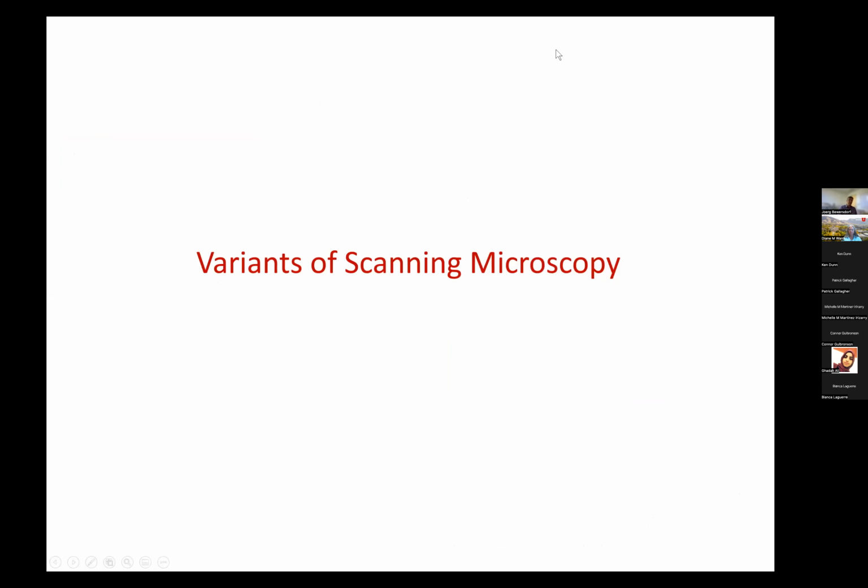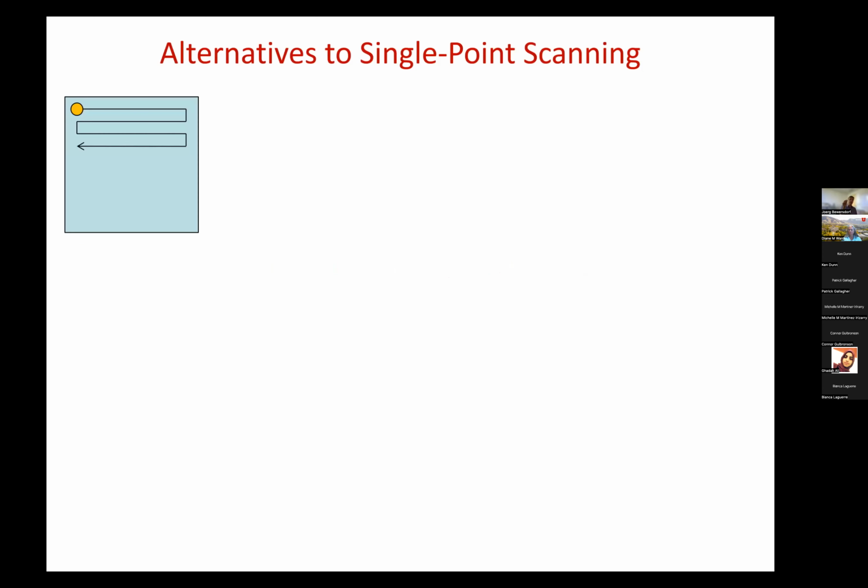So next, I want to briefly talk about variants of these confocal microscopes or scanning microscopes. So what we talked about so far is the so-called single point scanning confocal microscope. You have a single laser focus, which you project into your sample and which you then move across your sample rapidly, and thereby you cover the whole sample.